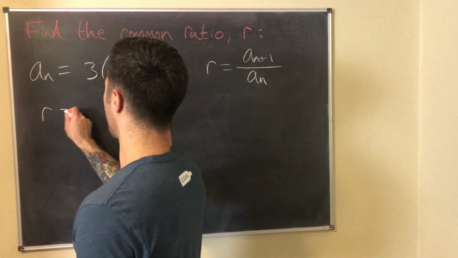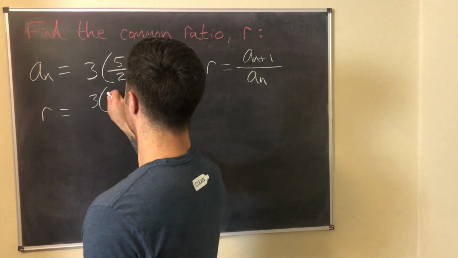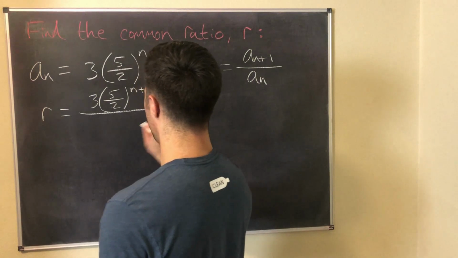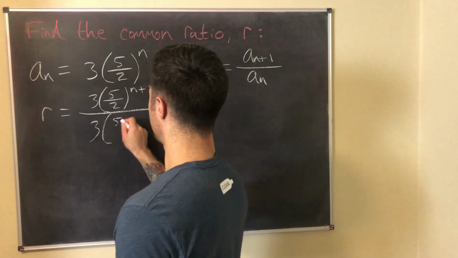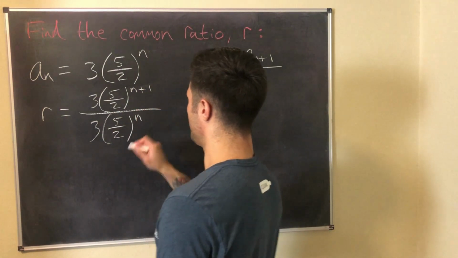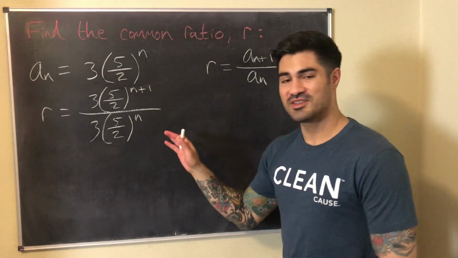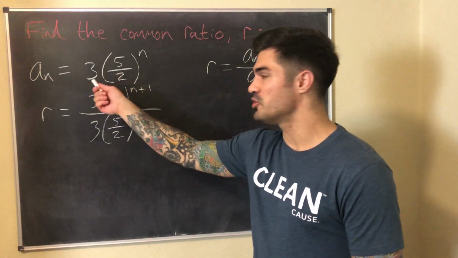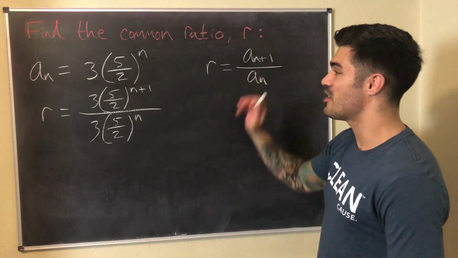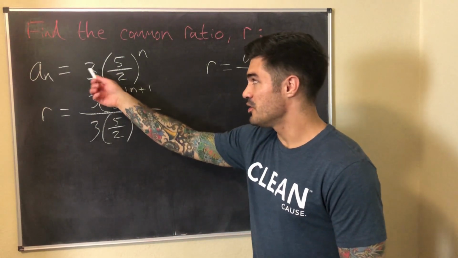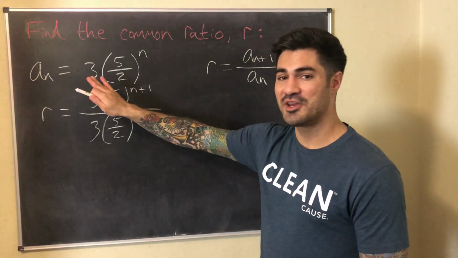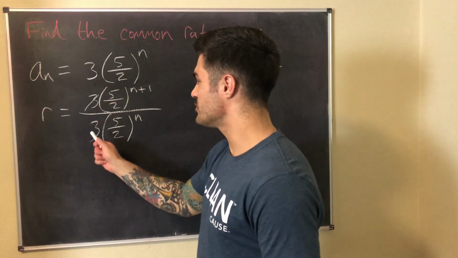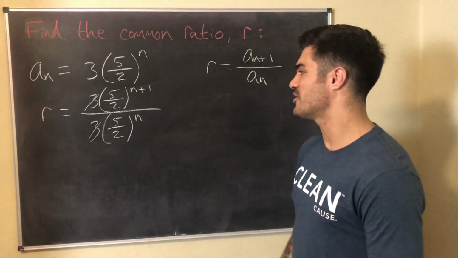So our common ratio r is 3 times (5/2) to the n plus 1 power over 3 times (5/2) to the nth power, okay? And why I like this example is because it really highlights the fact that whatever constant is out in front, being multiplied, does not matter when it comes to this common ratio, right? Whether there's nothing out there, or this is a 2 or a -5, whatever it is, when we write out a_(n+1) over a_n, it's always going to cancel with itself, right? So it does not affect the common ratio.